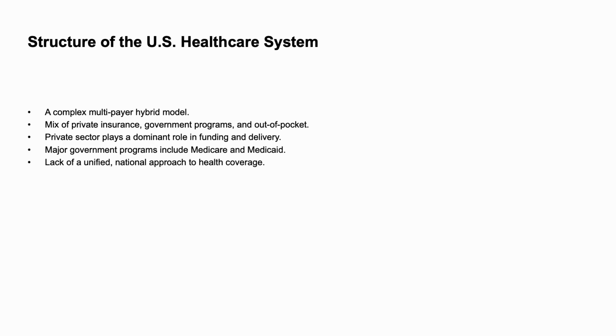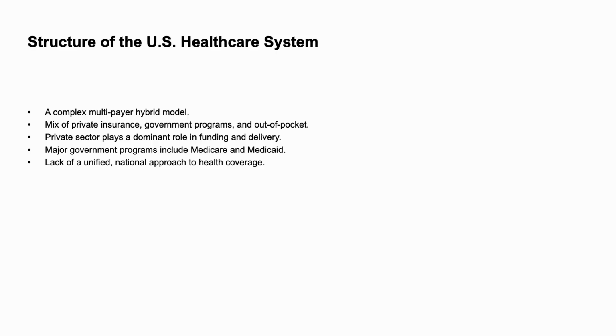This fragmentation means that there is no single entity with the purchasing power of a Canadian provincial health ministry. This lack of a unified approach leads to vast differences in care, quality, and cost across the country, even across different insurance plans. The absence of a national public health insurance system for all citizens is a fundamental feature that distinguishes the U.S. from virtually every other developed nation.